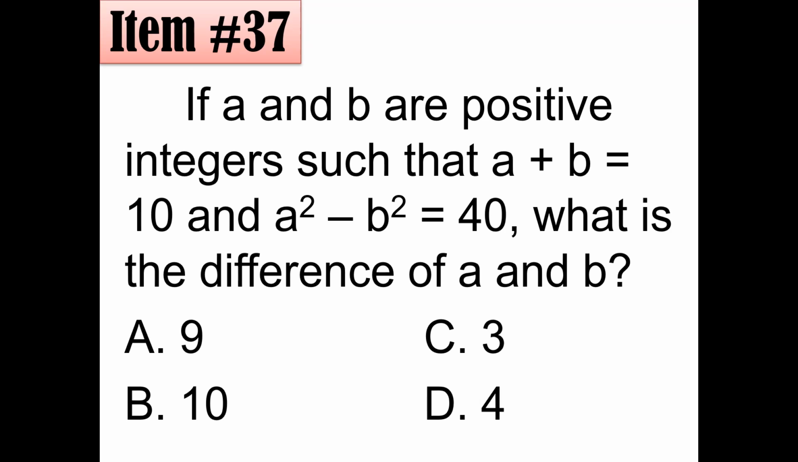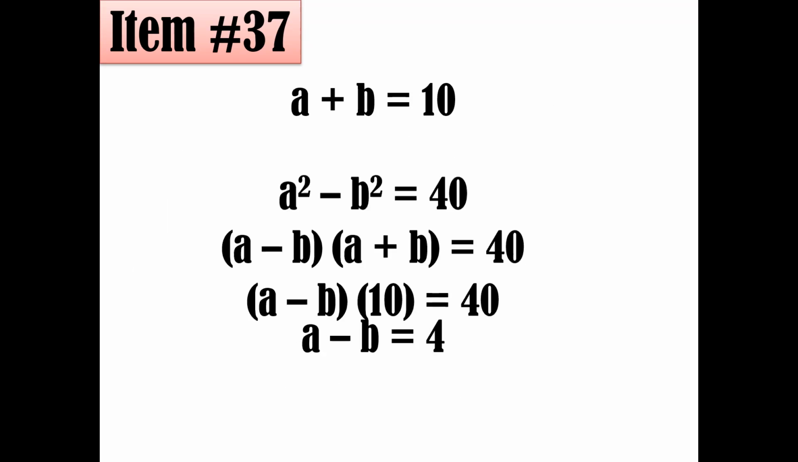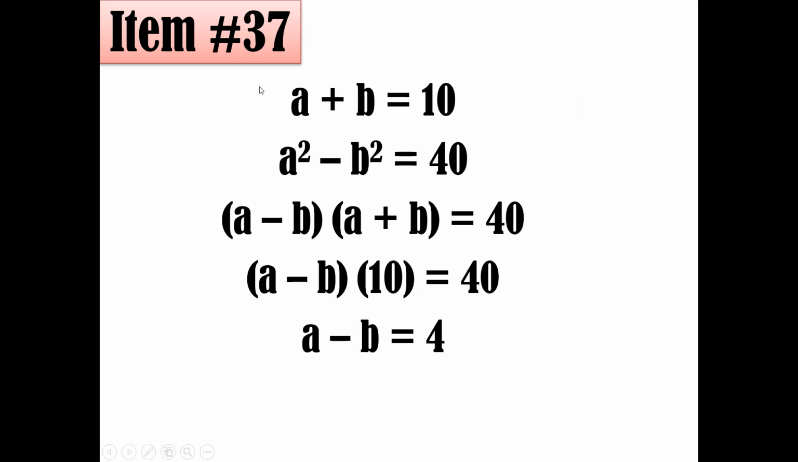You don't know? Letter D daw, 4. So ito po yung ginawa ko. Check nyo po. Knowing, di ba sabi dito A plus B is 10 and A squared minus B squared equals 40? Remember that A squared minus B squared, yung sa left side po, simplifies, di ba? This is factorable as A minus B times the quantity A plus B equals 40.